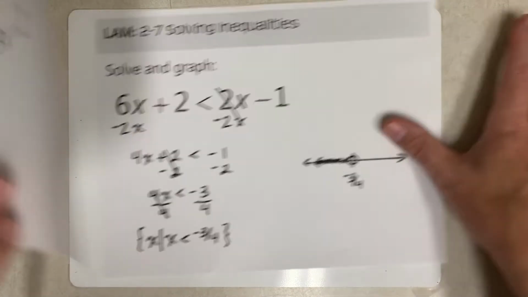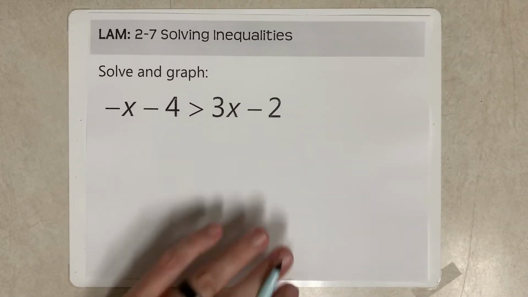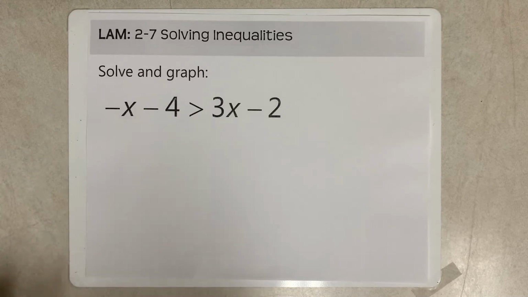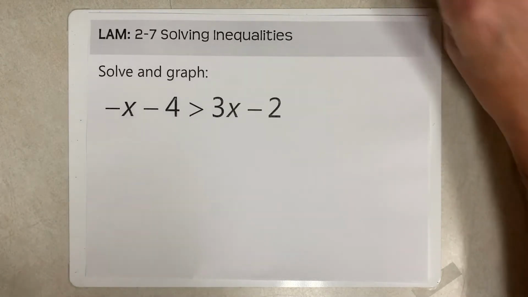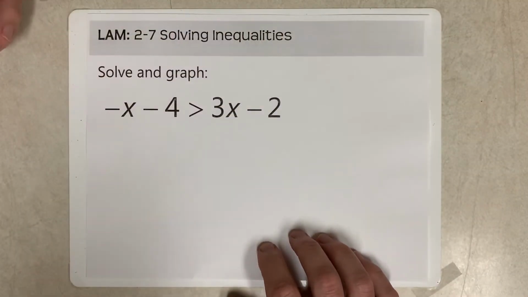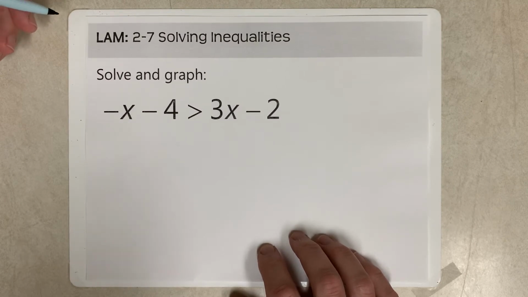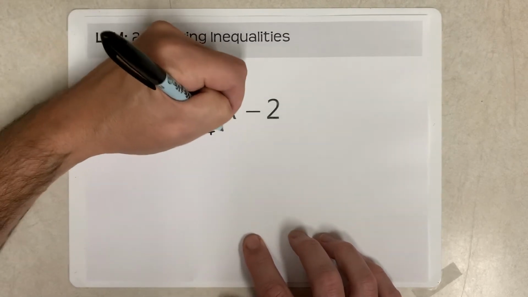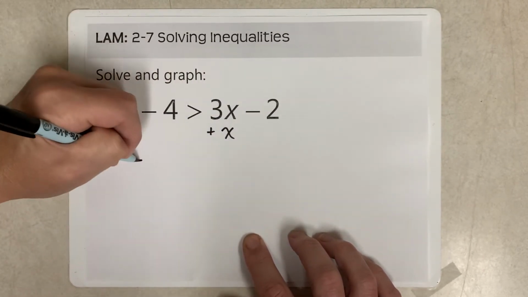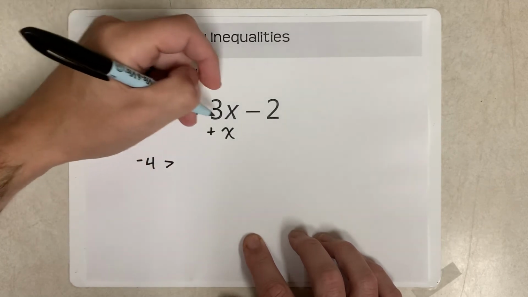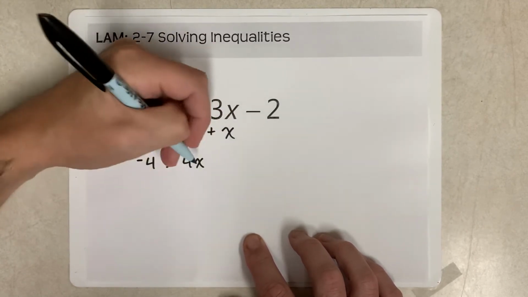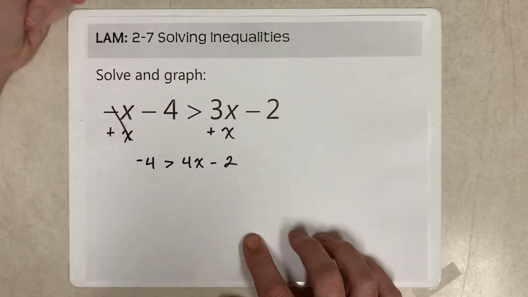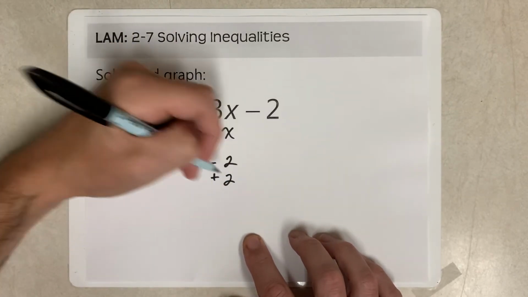All right, so here we have this one. We see already that if we have a hard time solving linear equations like this, we're going to have an extra hard time with the inequalities. So we definitely have to be good with the equations. I'm going to add x to both sides, see what happens here. So I got negative 4 greater than 3 and 1 make 4x minus 2. I'm going to go ahead and add 2 to both sides.